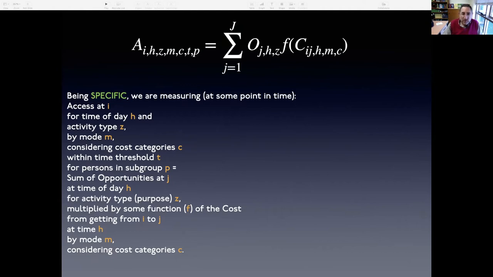The accessibility at point I at time of day H for activity type Z by mode M, considering cost category C within some time threshold T for persons in subgroup P equals the sum of opportunities at J at time H for activity type Z multiplied by some function of the cost of getting from I to J at time H by mode M considering cost category C. Now this is a more complete way of expressing what we're doing, and it's here so you can understand all the different dimensions we'd be looking at.